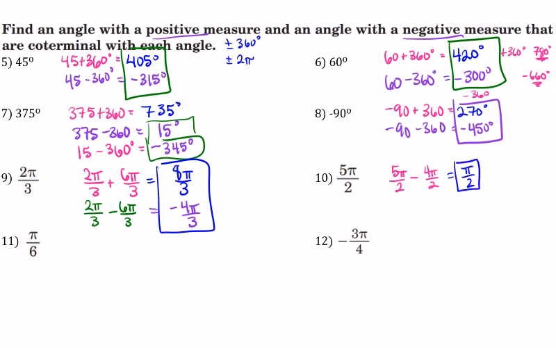And then I'm going to subtract 4 pi over 2 again. So I'm going to go pi over 2 minus 4 pi over 2 again. So 1 pi minus 4 pi is negative 3 pi over 2. So those are our two coterminal angles, one positive, one negative. All right. Okay, so go ahead and try number 11 on your own.